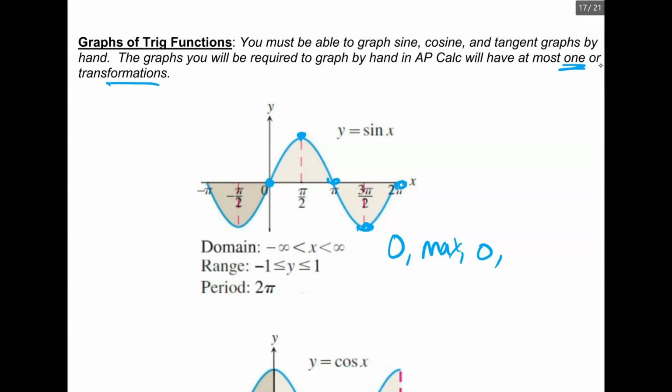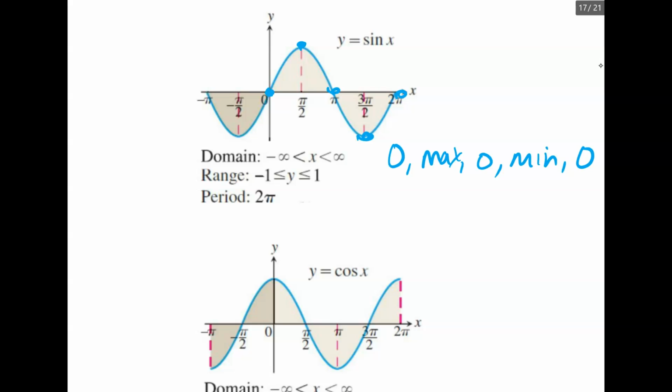0, max, 0, min, 0. Notice, what is this noise? I'm trying to go over this. This should be review. If you have a question, raise your hand. Let's focus, all right? Hopefully at least for 2 seconds. That's all I want. The range keeps oscillating between positive 1 and -1.